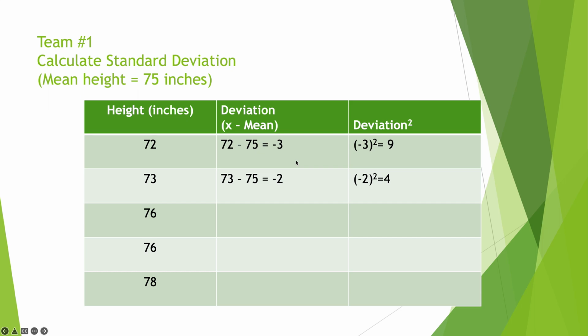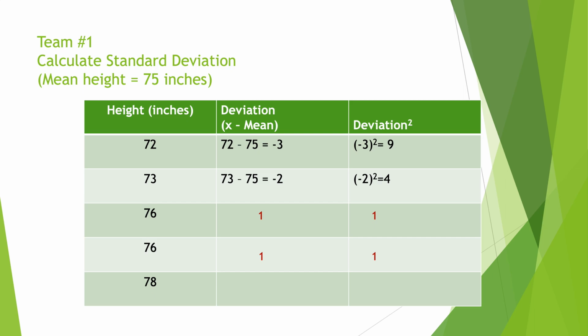So next up, what's 76 minus 75? Because in each case in this column, we're going to subtract the mean, which is 75. So 76 minus 75 is, you got it, it's 1. And what is 1 squared? Please don't tell me 2. 1 squared means 1 times 1, not 1 times 2. So 1 times 1 is 1. Well, the next number is the same, 76. Whew, I like that. We can just copy it down.